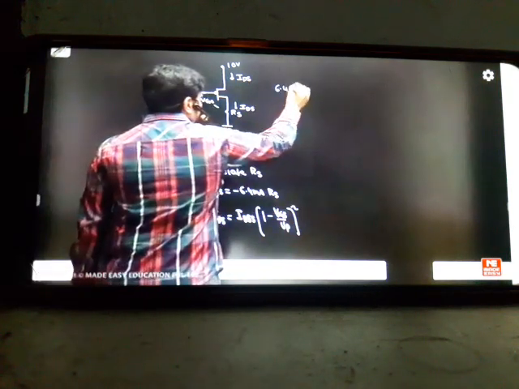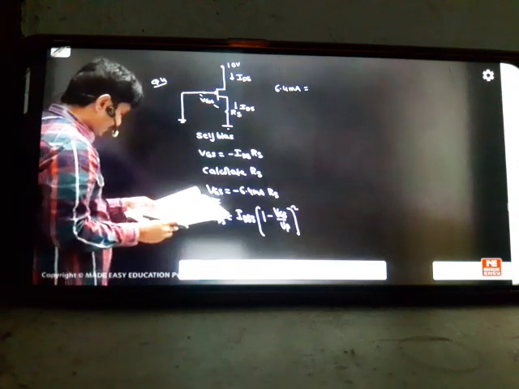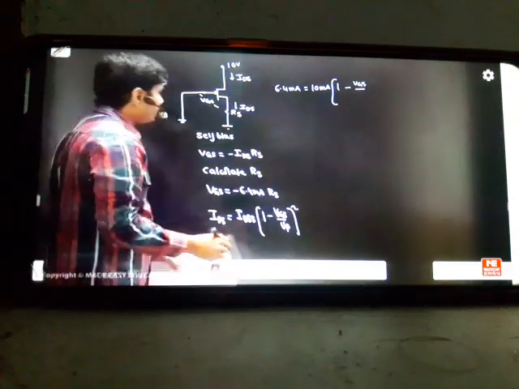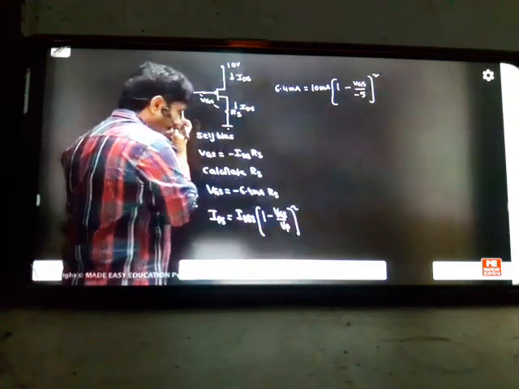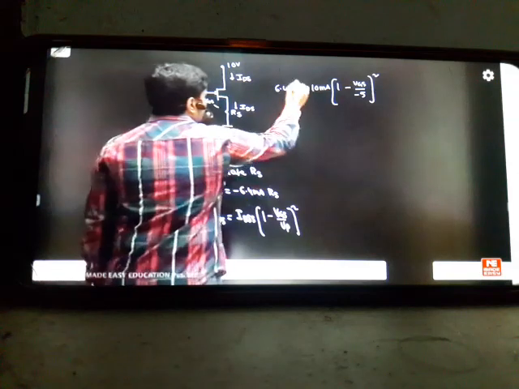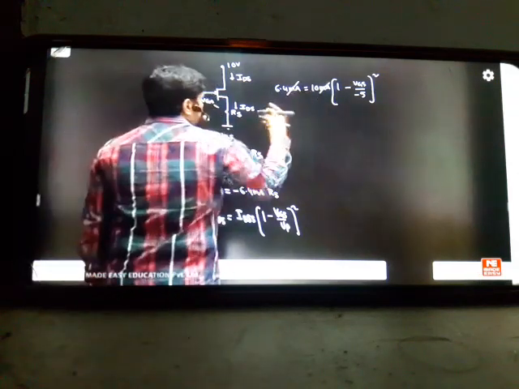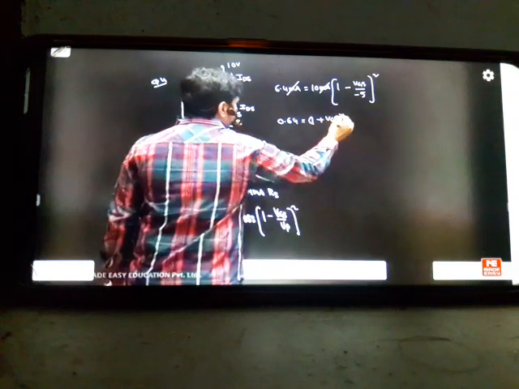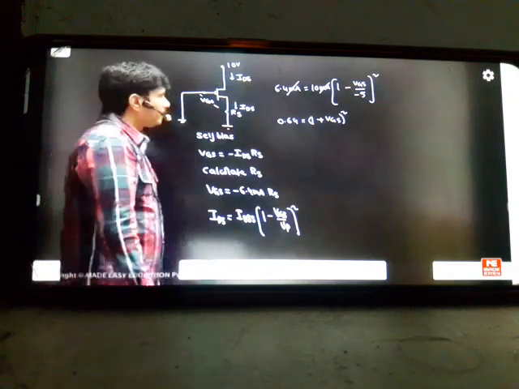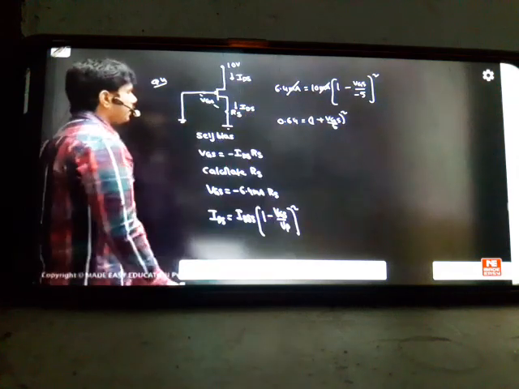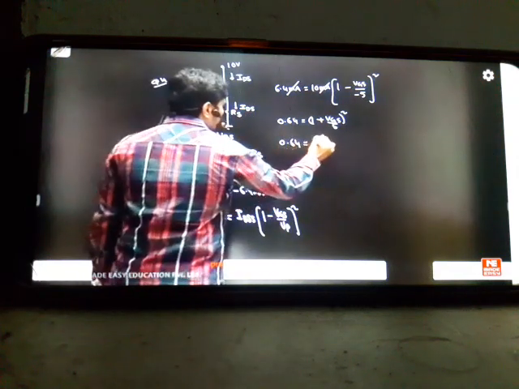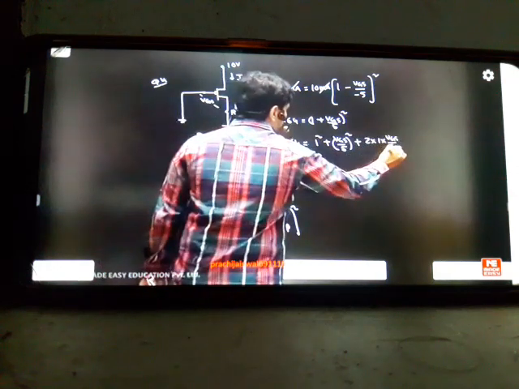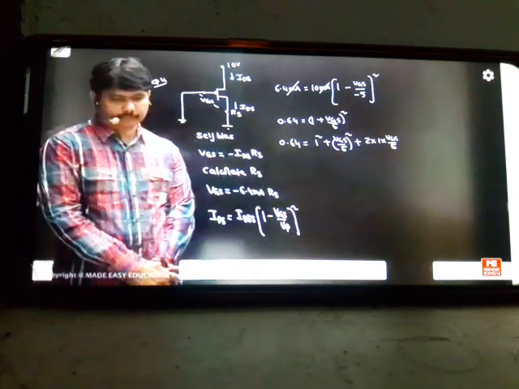6.4 milliamperes equals IDSS, given in the problem as 10 milliamps, into (1 minus VGS divided by VP, which is minus 5) whole square. So milliamps you can cancel. The 10 goes to this side, it becomes 0.64 equals (1 plus VGS by 5) whole square. You get it like this. So you can have a quadratic equation: 1 square plus (VGS by 5) whole square plus 2 into 1 into VGS by 5. You just solve this equation, and you will get the VGS value in the problem.